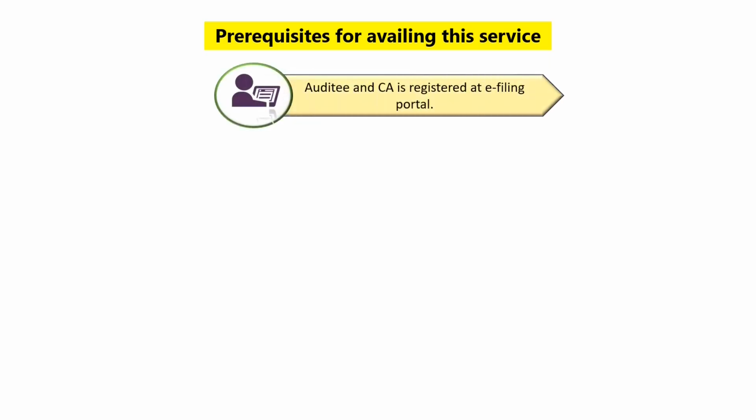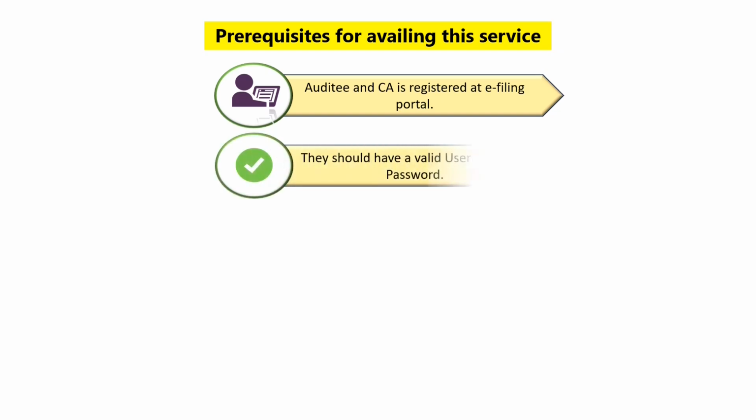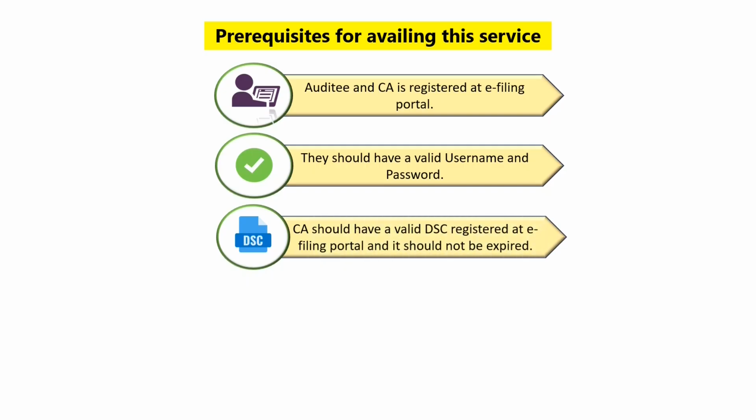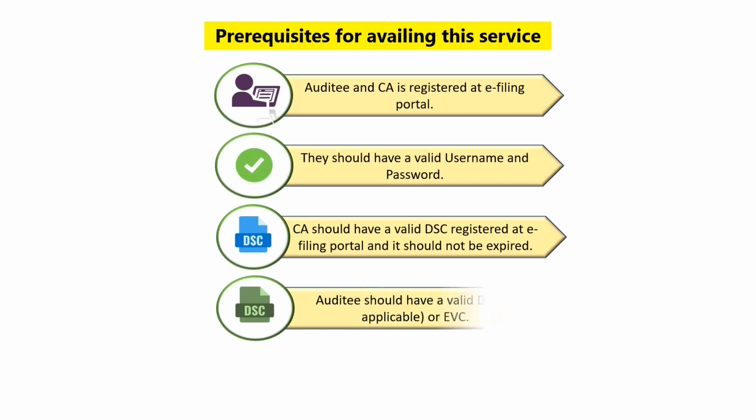Before understanding the step-by-step process of filing Form 10BB, let us see the prerequisites for availing this service. In order to file Form 10BB, the auditee and CA should be registered on the e-filing portal. Both of them should have a valid username and password. The CA is required to file the form using a digital signature certificate, so the CA should have a valid DSC registered at the e-filing portal and it should not be expired. The auditee should also have a valid DSC, but the auditee can also use EVC if applicable.